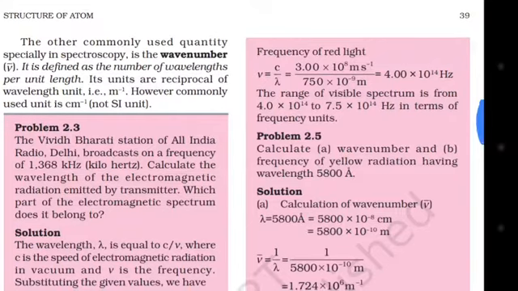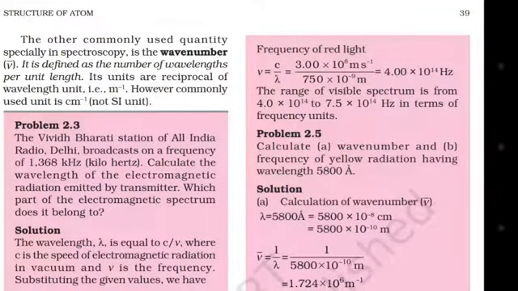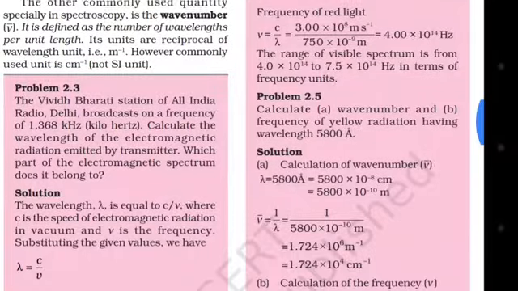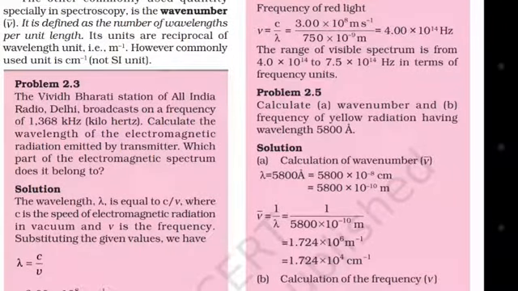Okay, page 39. The other commonly used quantity, especially in spectroscopy, is the wave number, that is represented as nu bar. It is defined as the number of wavelengths per unit length. Its units are the reciprocal of the wavelength unit, that is per meter. However, the commonly used unit is per centimeter. It should be noted that per centimeter is not an SI unit.